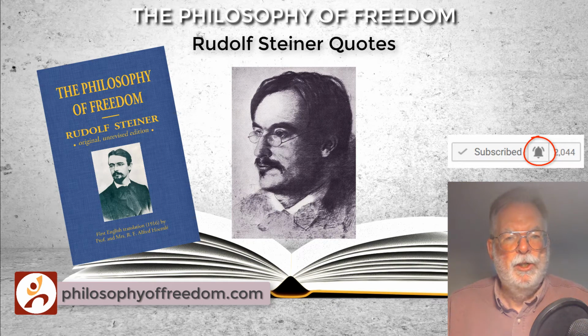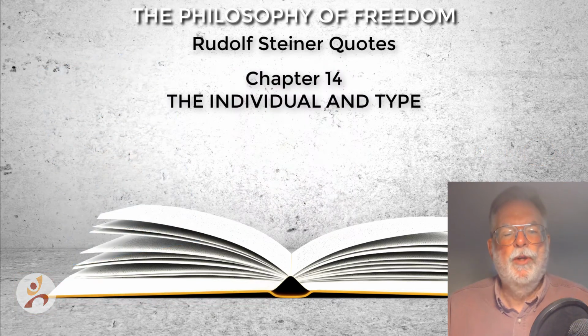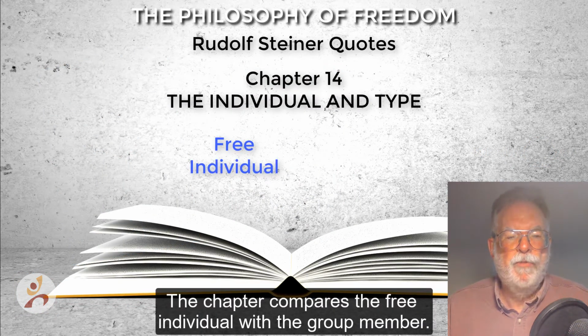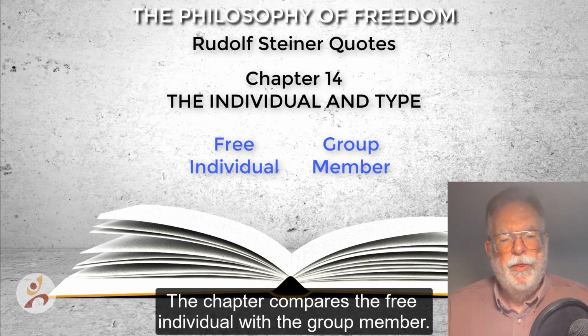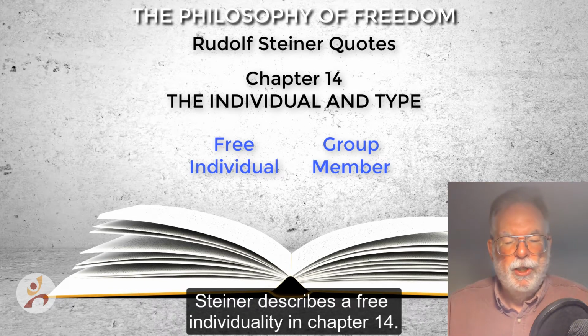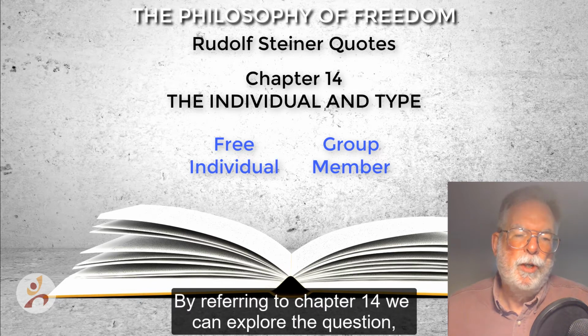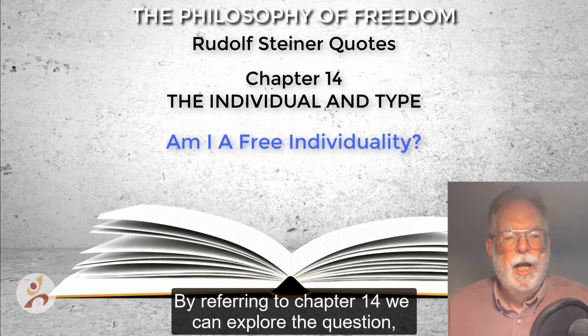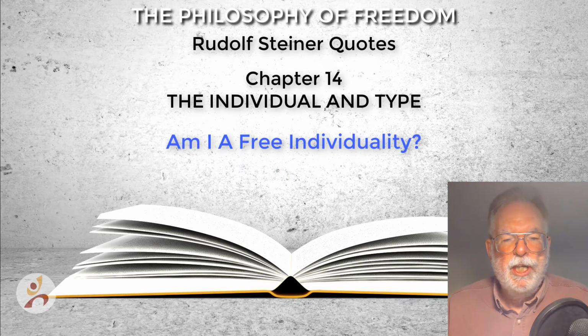Hello, everyone. Chapter 14 of Rudolf Steiner's Philosophy of Freedom is called The Individual and Type. The chapter compares the free individual with the group member. Steiner describes a free individuality in Chapter 14. By referring to Chapter 14, we can explore the question, am I a free individuality?